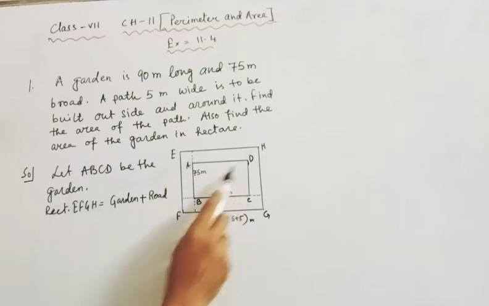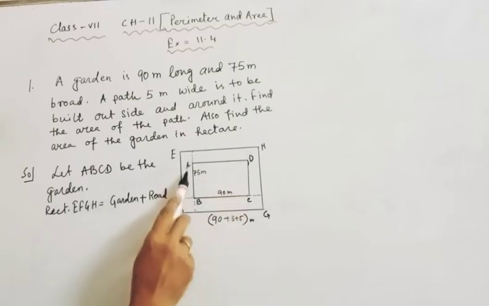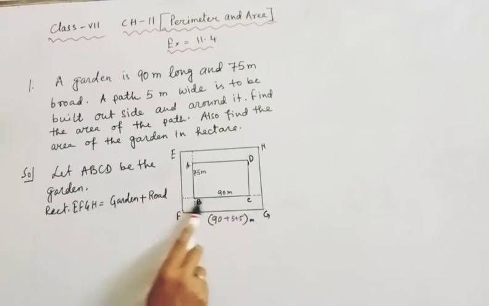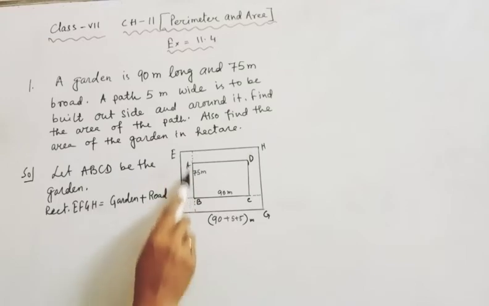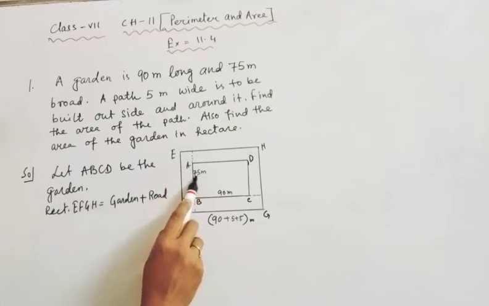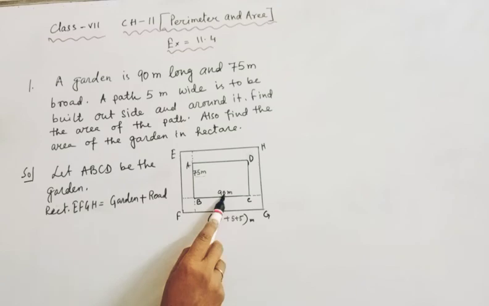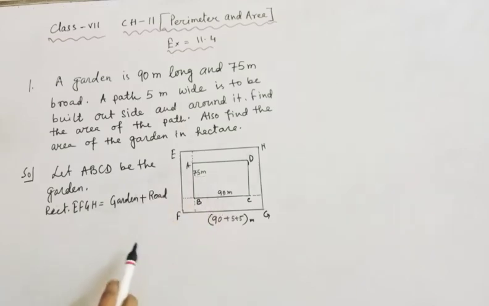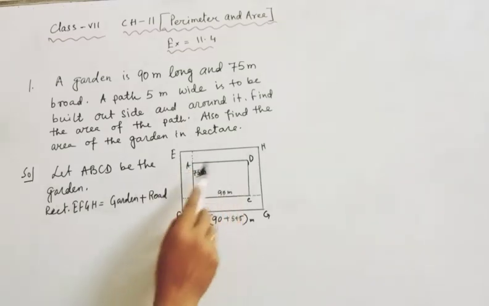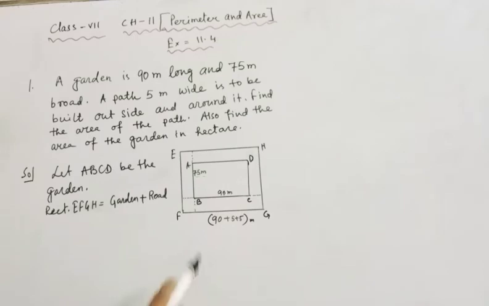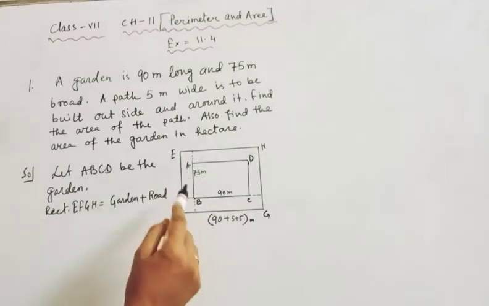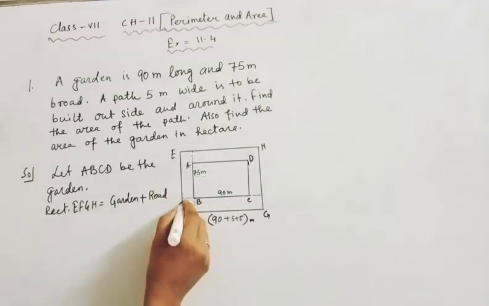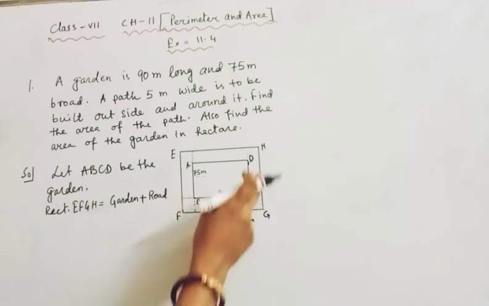ABCD is the garden in which length BC is 90-meter and width AB is 75-meter broad. So 90 meter is the length and breadth is 75-meter. So easily you can find the area of the garden, which is ABCD. Now a 5-meter wide path is all around the garden.